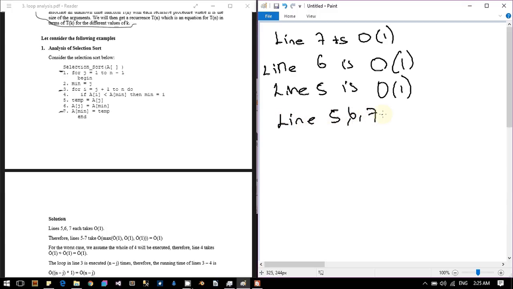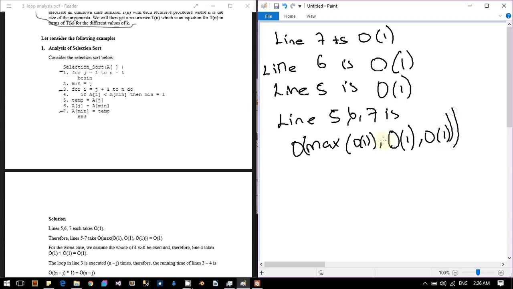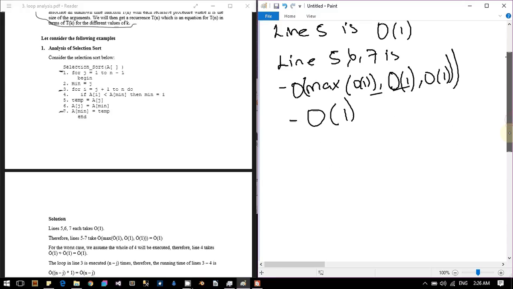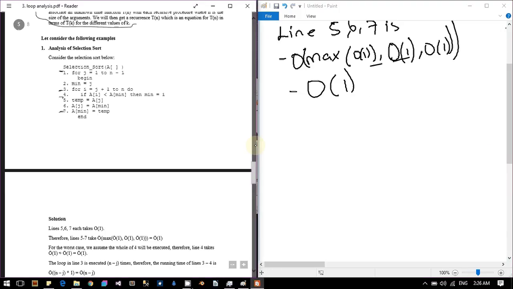Remember what we said about a sequence of statements: you add. So you find that is O max, the largest value of order 1 and order 1. Okay, so what is the largest order here? Order 1. So line 5, 6, 7 is order 1. Now we've cleared this, let's move into line 4. Line 4 is of what? Order 1. It's an if statement.